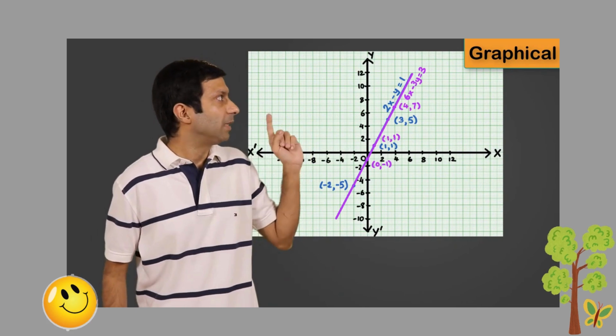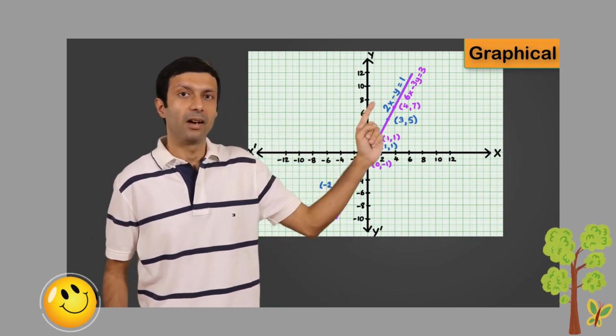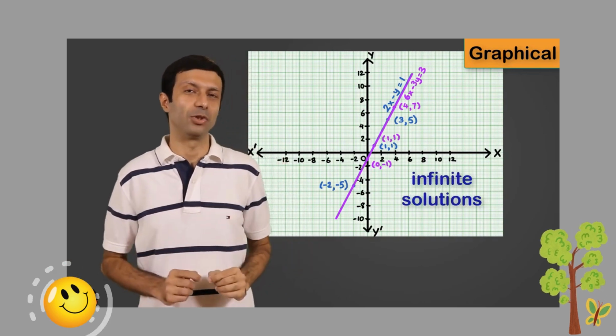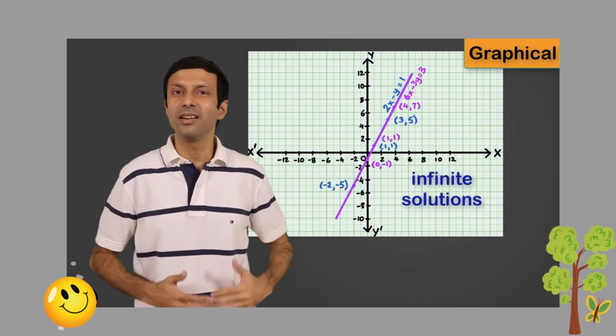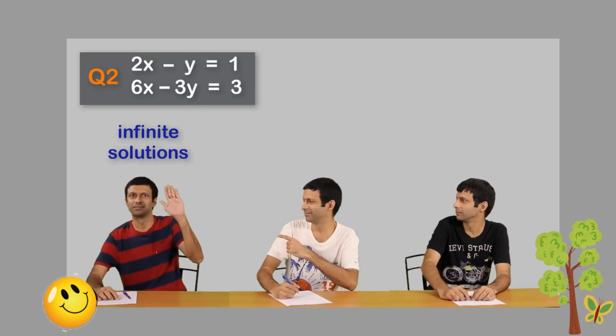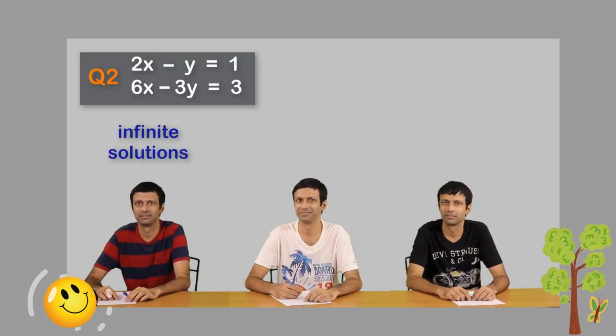So all the points x, y lying on this line are satisfying the equation. So we have infinite solutions here. This was our case 2. And the student on the left who got infinite solutions got this question.